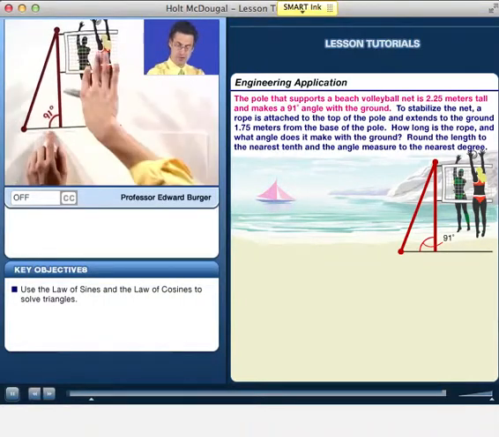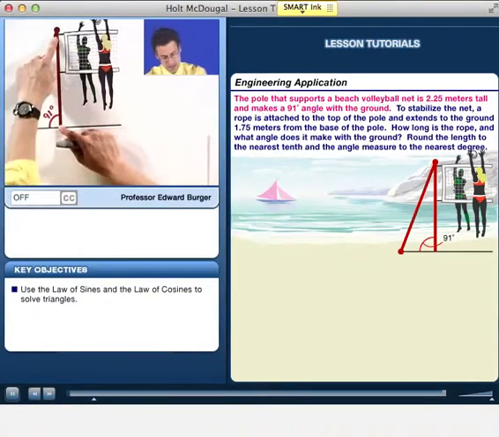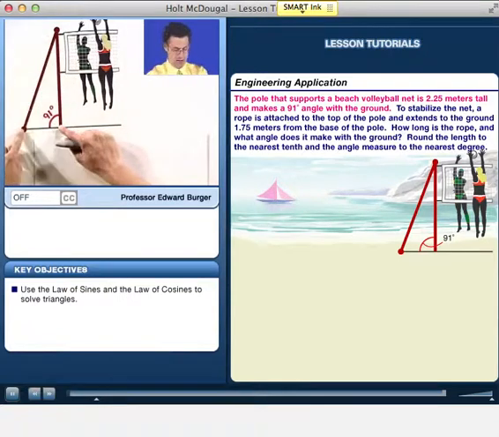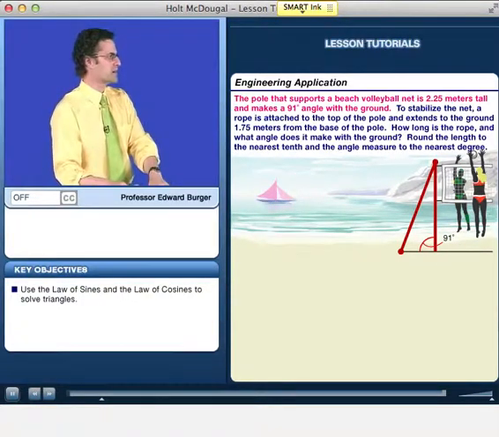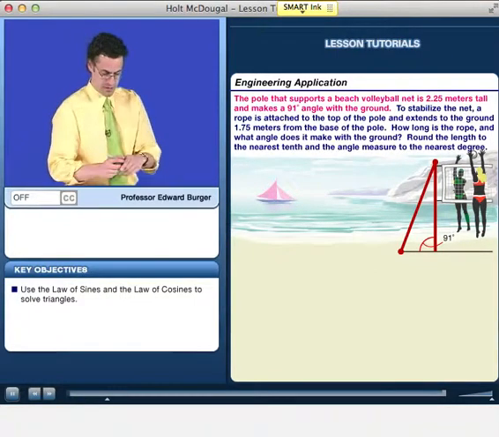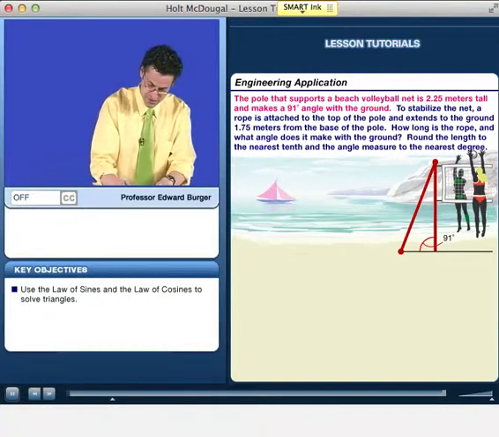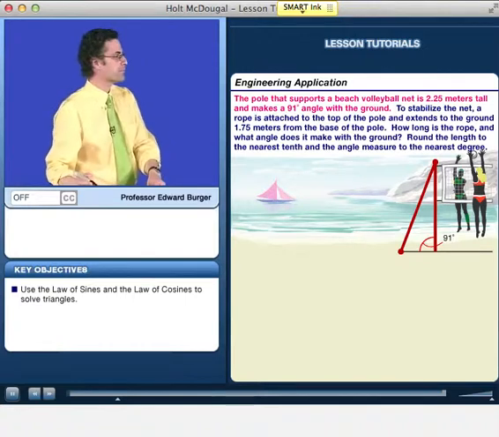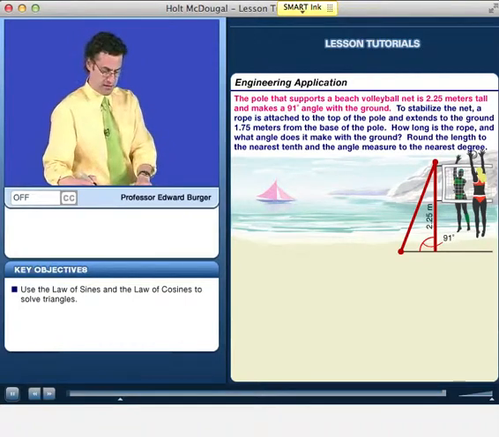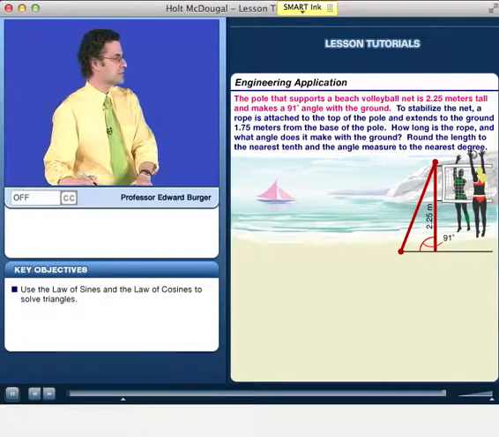They're afraid it might actually fall over, so we're going to set up this rope here to stabilize it. So the pole that supports the beach volleyball net is 2.25 meters tall. So this length right here is 2.25 meters. And it makes this angle here, as labeled, of 91 degrees with the ground.